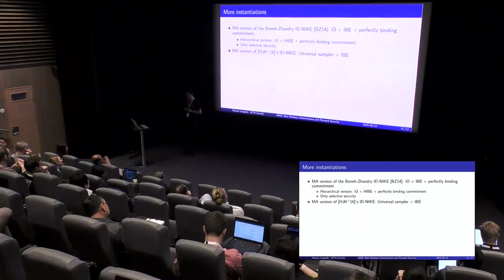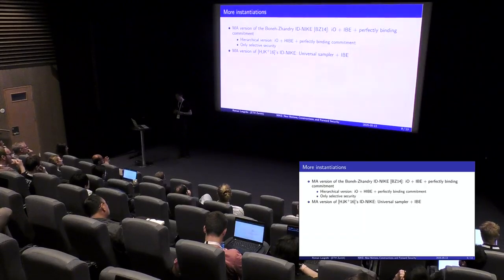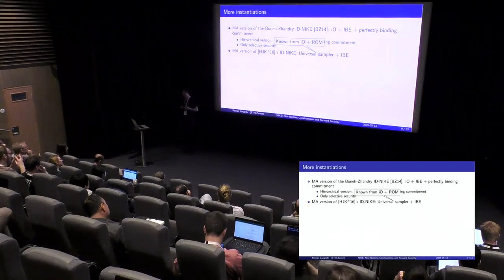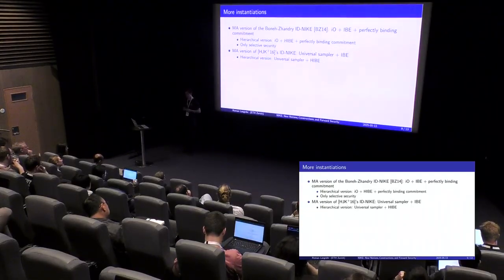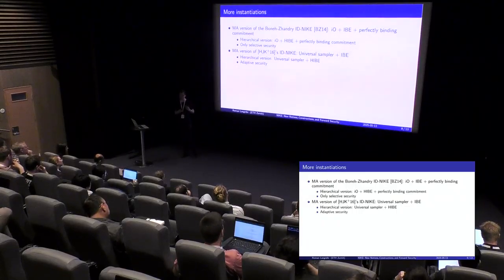And finally, we adapt the work by Hofheinz et al. that constructs identity-based Nike based on universal samplers. So our construction now needs universal samplers and IBE to build ID Nike and multi-authority ID Nike. And universal samplers are a very powerful tool that we currently only know from I/O and the random oracle model. And again, we can get a hierarchical version if we use HIBE instead of IBE. And here the advantage is that we get adaptive security.